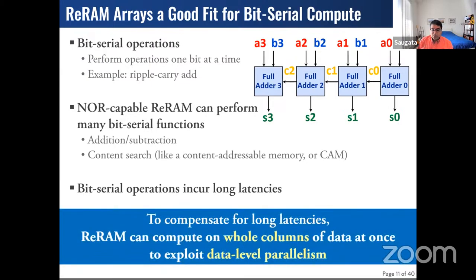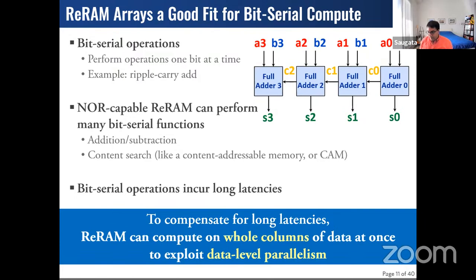And so what's been popular is, instead of doing bit serial operations on just a pair of cells at a time, doing them on pairs of columns. In each column, I'm going to compute the bit zero addition for, let's say, 100 or 200 different addition operations. Effectively, what we're doing is exploiting data level parallelism that is possible because of the structure of the cross-point array.